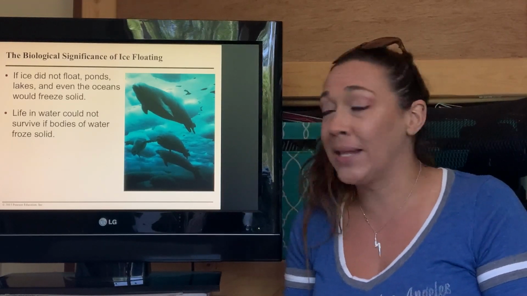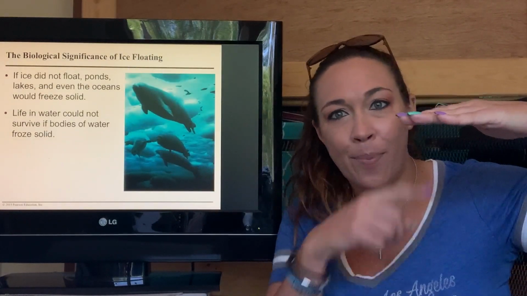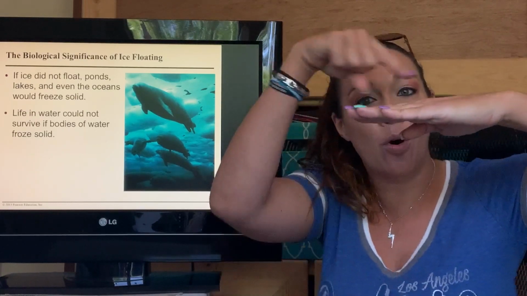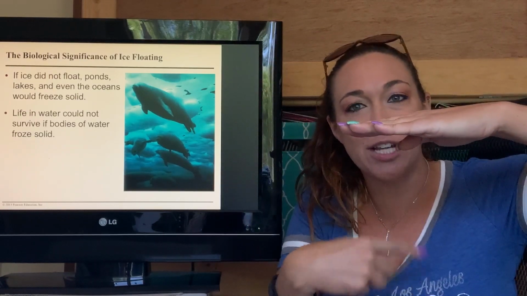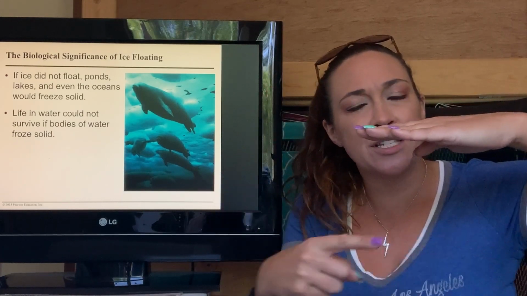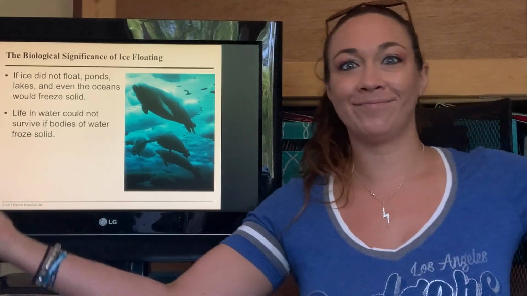So what actually happens is this top layer right here protects the bottom water from freezing over, because it creates a barrier. Now the cold air can't get to the water down here. The water down here is actually warmer than the cold air, so these organisms stay warmer and protected from the cold winter environment.